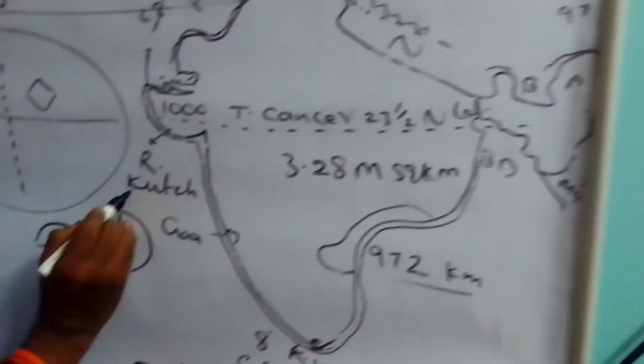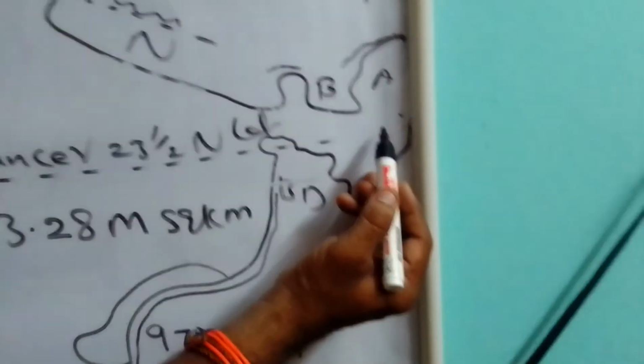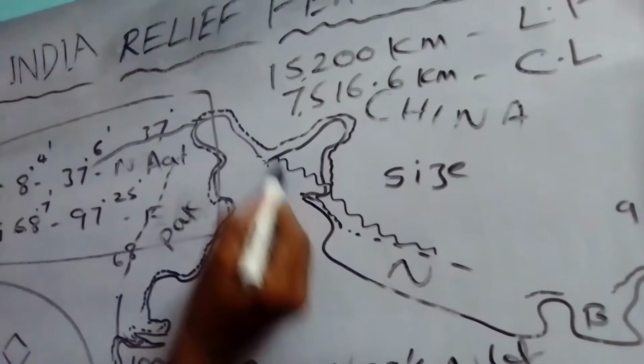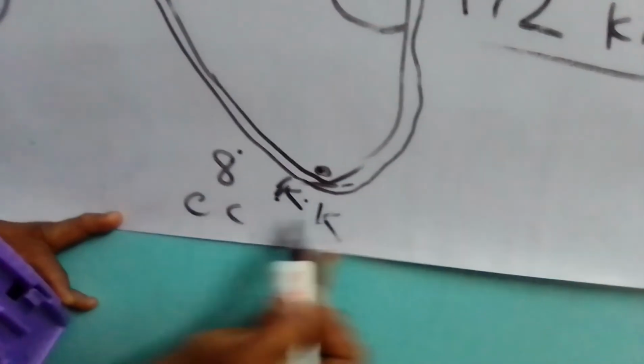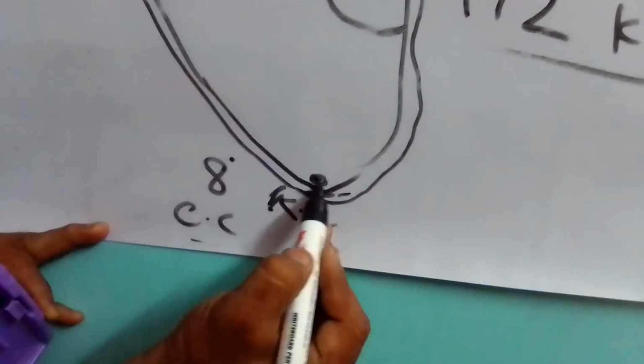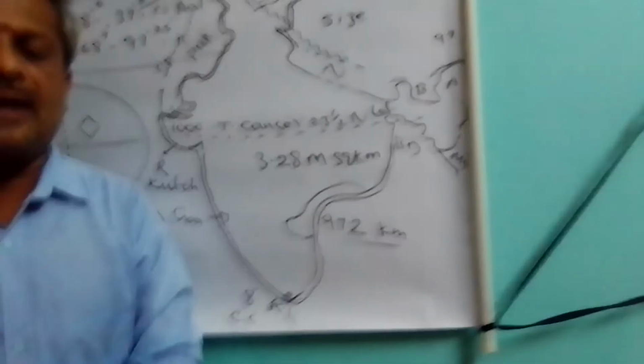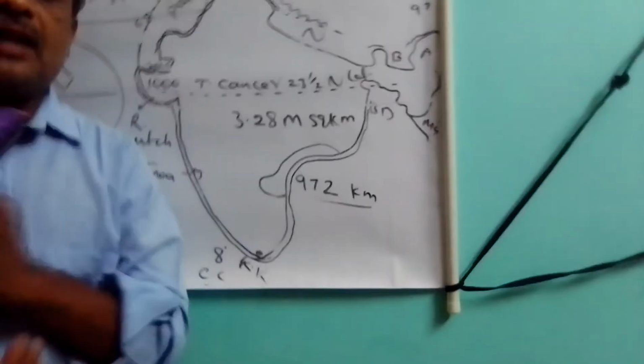West side Rann of Kutch, east side dense forest region in Arunachal Pradesh, and on the north Himalayas, Jammu and Kashmir onwards up to Arunachal Pradesh, they are forming in 3 parallel ranges, and in the south Kanyakumari or Cape Comorin, the southern edge. So these are the 4 edge places. These are the extreme places of our Indian land frontiers.